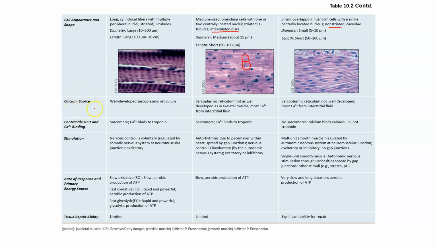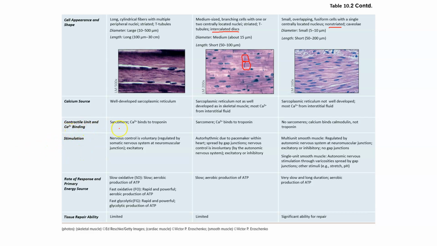All right. Calcium source. Where does the calcium come from? Of course, you know, in sarcoplasmic reticulum inside skeletal muscle. Sarcoplasmic reticulum is not as well developed in cardiac muscle, but most of the calcium comes from the interstitial fluid. And sarcoplasmic reticulum in smooth muscle is not at all well developed. Most of the calcium is from the interstitial fluid. That means the fluid surrounding the cell. So the cell brings the calcium in when it needs it to contract.